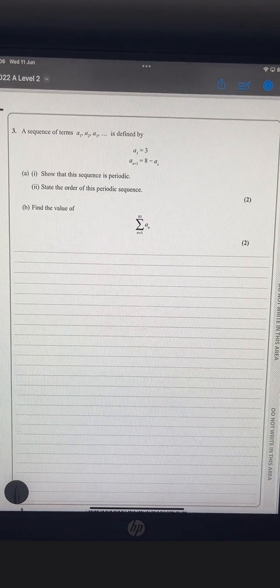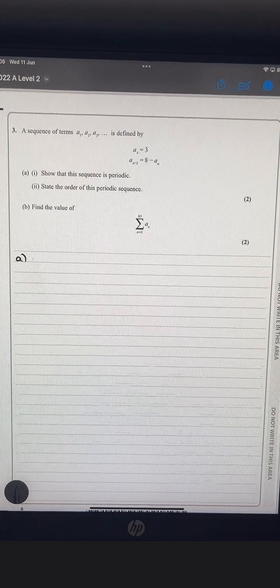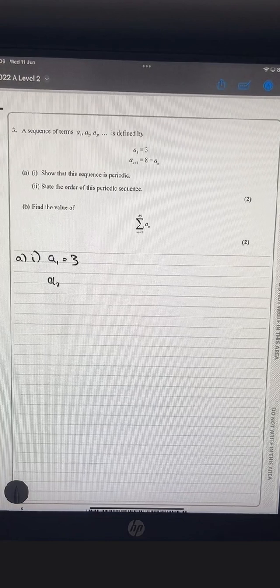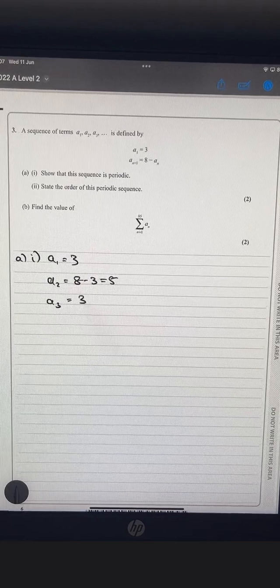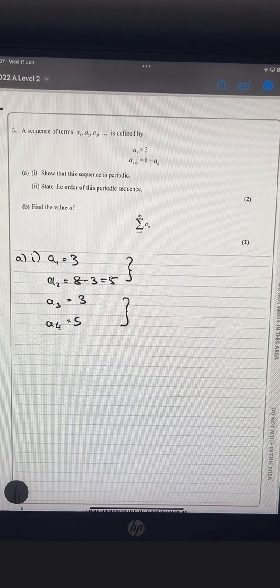So we need to show it's periodic, so all we need to do is just sub in the values and show it. So if a1 is 3, a2 is going to be 8 minus 3, which is 5. a3 is going to be 8 minus 5, which is 3. a4 is going to be 8 minus 3, which is 5, and so on. So this is one period, and this is another period. So it's periodic like that. That's all we need to show.